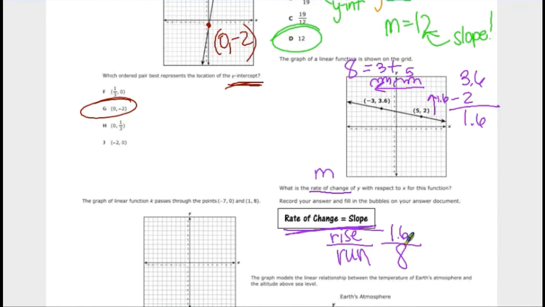Now, keep in mind, if it goes to the right, it's positive. If it goes up to the left, oh, my bad. Sorry, guys. If it goes up to the left, it's negative. So that means that this is a negative slope. And I would encourage y'all, if you have a calculator, even if it's on your phone, plug in negative 1.6 divided by 8. And you will find that the answer is going to be negative 0.2. That's what you would plug in to your bubbles.